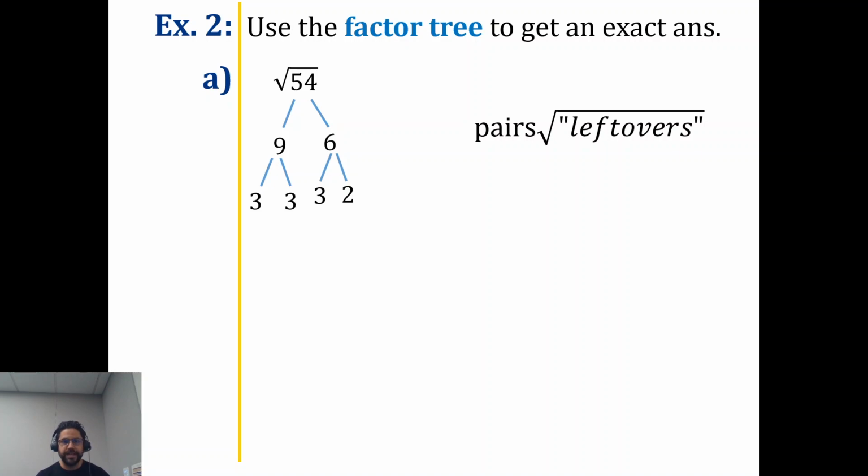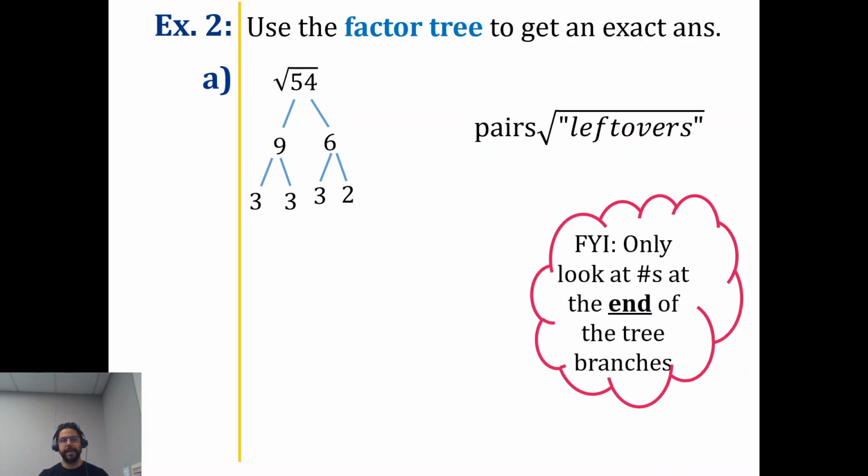Now, if you notice, looking at the 3, 3, 3, and 2, I actually have a simple pair of 3s. So I'm looking at the numbers at the end of the tree branches like it says there.